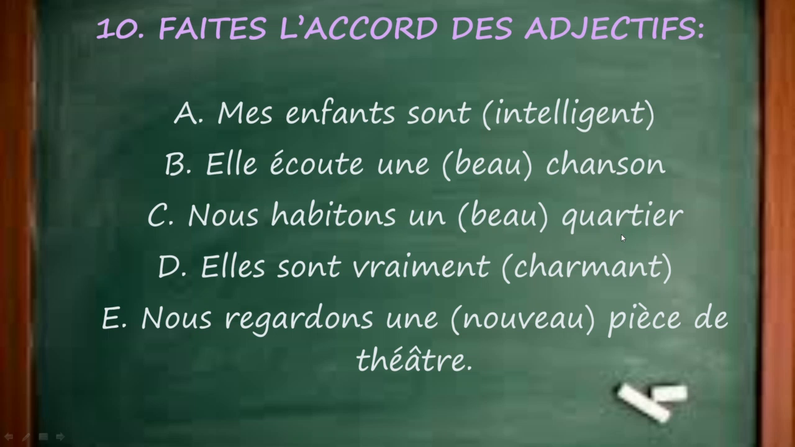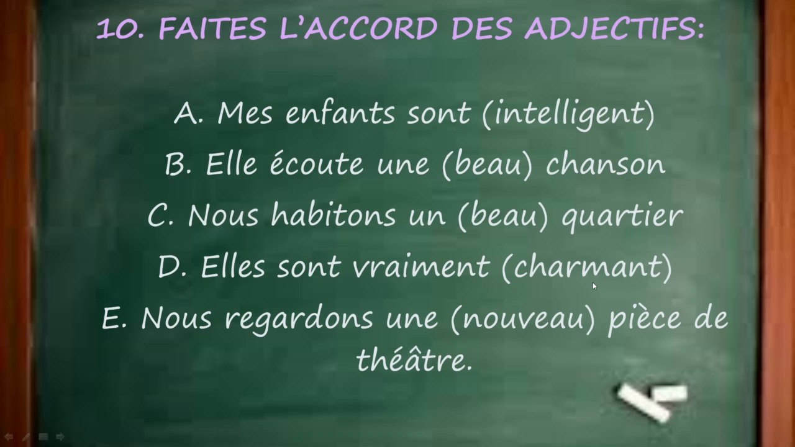And here what we got is quartier. Quartier means a locality or an area. So quartier is masculine, and you got un, which means it's singular. So nous habitons un beau quartier. We don't change anything. We just write the word beau as it is. You just remove the bracket. Voilà. And the last but one, elles sont vraiment charmantes.